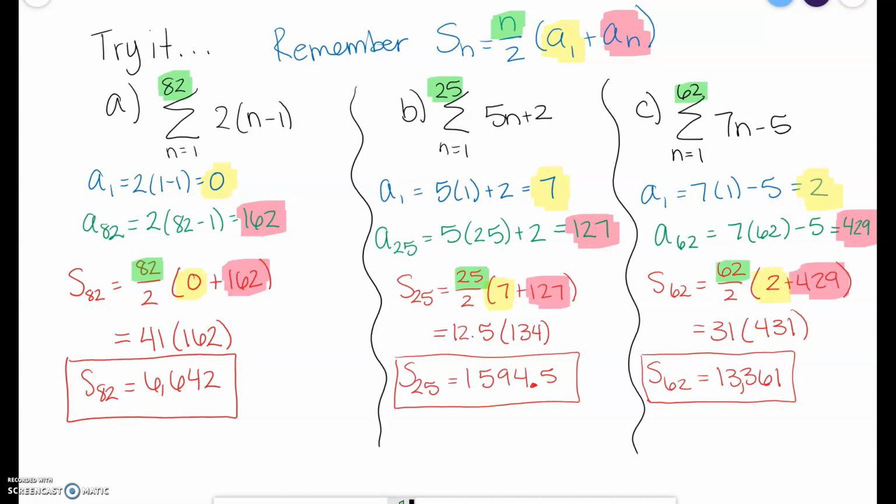So make sure that you're using the formula. Make sure if you're a color coder to color code it until you get a hang of it.